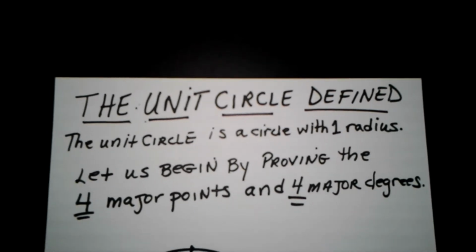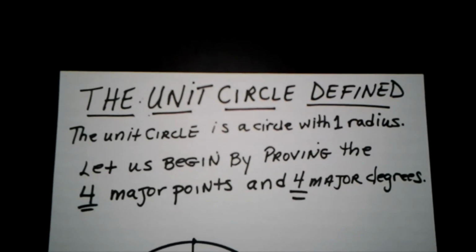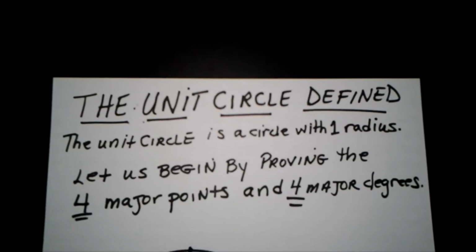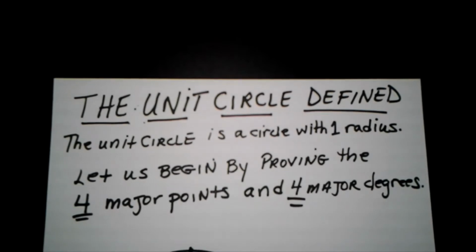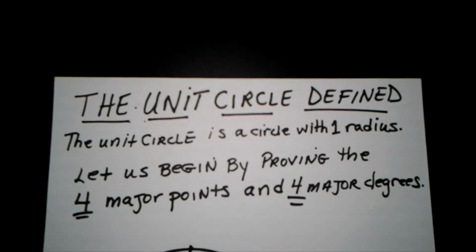Today we are going to be discussing the unit circle. Let's first define the unit circle. The unit circle is a circle with one radius. That's it. If you have a circle with one radius, you know you have a unit circle.